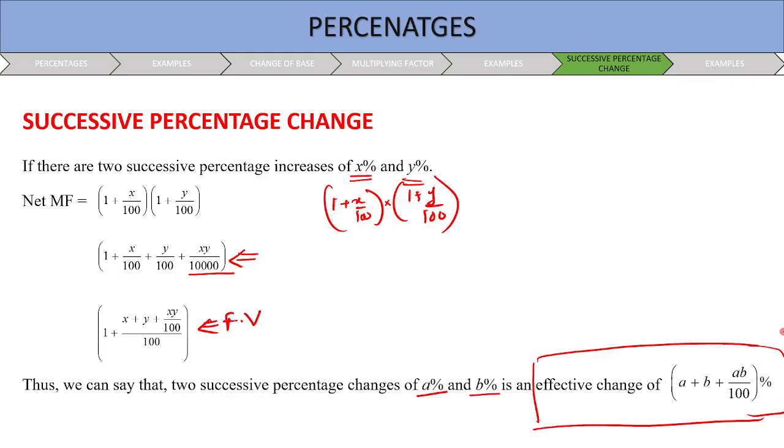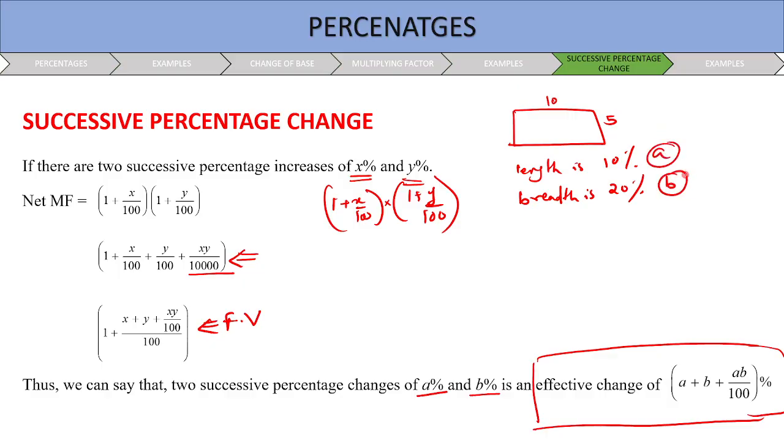If you want to understand with the help of a formula, consider there is a rectangle. The initial length of the rectangle is 10 and the breadth is 5. This is my initial, and I am telling that my length is increasing by 10 percentage and my breadth is increasing by 20 percentage. So consider this as A, consider this as B.